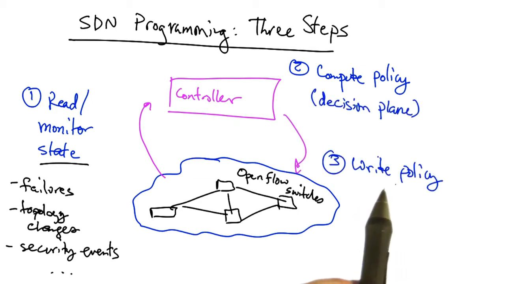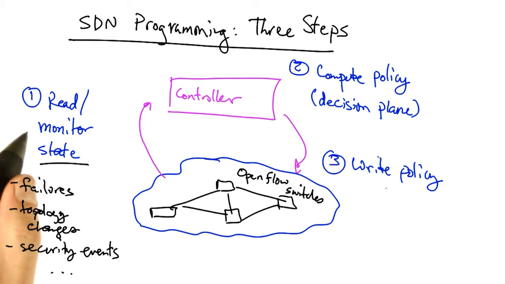The third step is to write policy back to the switches by installing the appropriate flow table state into the switches. Consistency problems can arise in 2 steps.